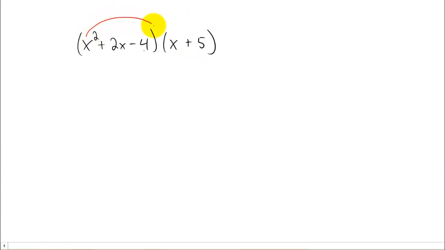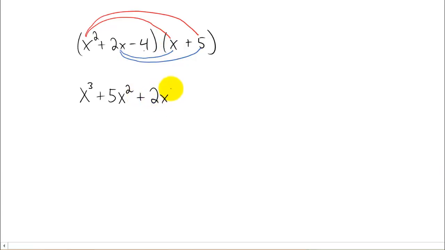We're going to take the x squared and multiply it by both the x and the 5. Let's start there. x squared times x is x cubed. x squared times 5 is 5x squared. Now we're going to take the second term in the first polynomial and distribute it through the second polynomial. 2x times x is 2x squared. 2x times 5 is 10x.